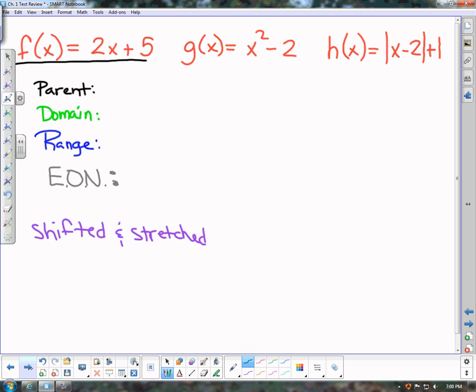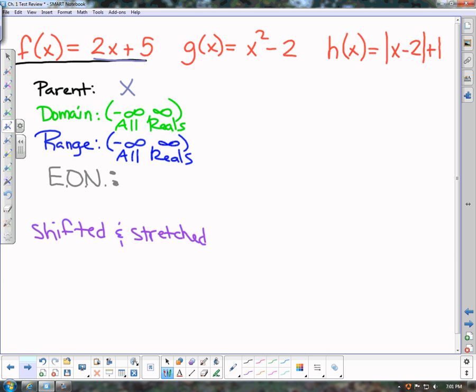So now moving on to the parent functions. For this particular function, the parent function is just plain x. The domain for this particular function is from -infinity to infinity. All reals, if you want to write that instead. The range would be the same thing, -infinity to infinity. All reals.